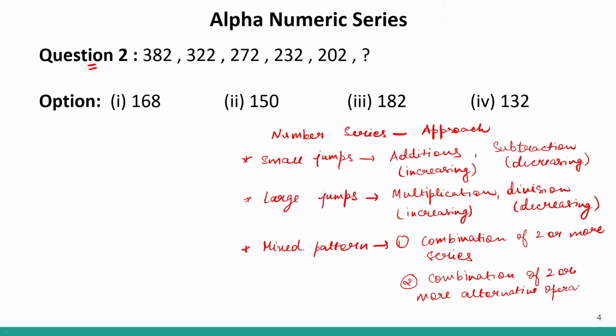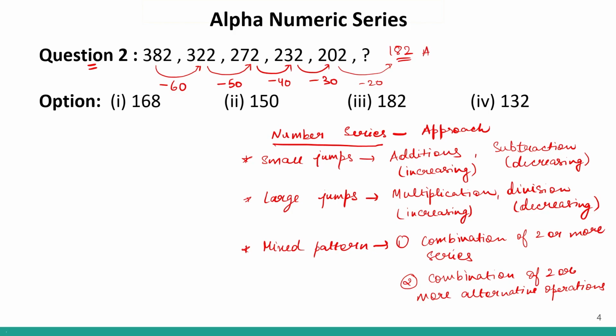Correct? So this is the approach in short that you should apply whenever we solve questions on number series. So this question, I can see it is decreasing and there are small jumps. So I will look at the difference. If I look from 382 to 322, this is simply minus 60. From 322 to 272, this is simply minus 50. Here it is simply minus 40 and here it is simply minus 30. So very easy series: minus 60, minus 50, minus 40, minus 30. Next will be minus 20. And if I subtract 20 from it, I'll get 182. This will be my answer.